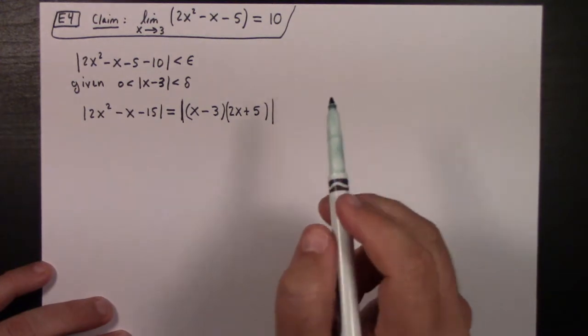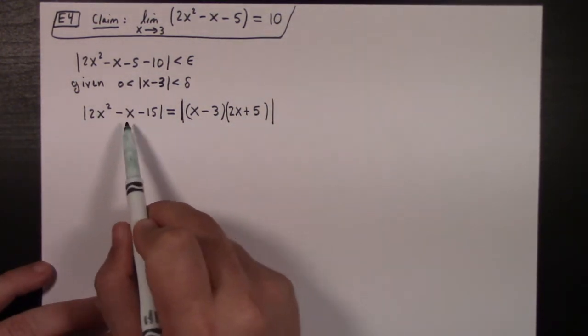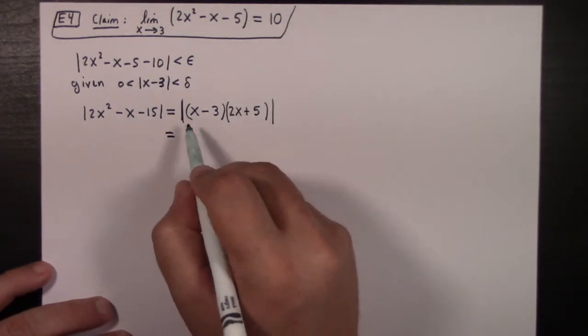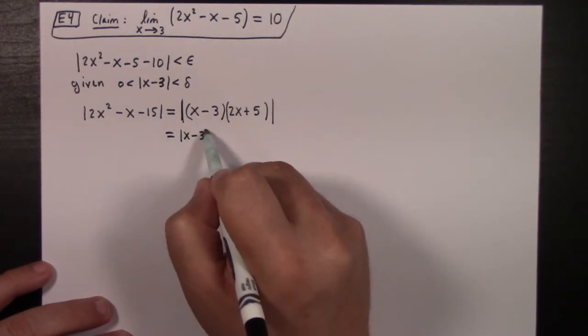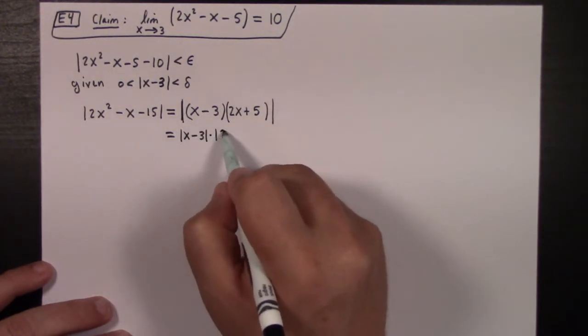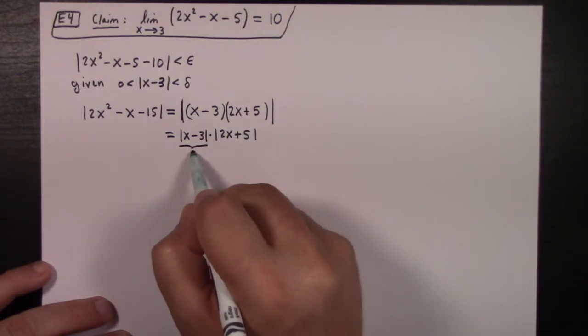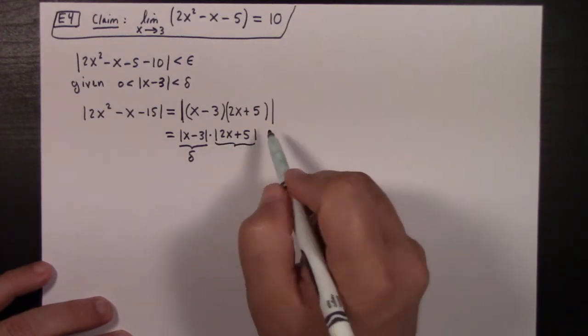Okay, we should check ourselves. So 2x squared minus 6x plus 5x is minus x, and minus 15. Indeed, it does factor. Okay, so that's going to be the absolute value of x minus 3 times the absolute value of 2x plus 5. Now, of course, this we can make smaller than delta, right? But this right here, well, that's a little bit different, right?